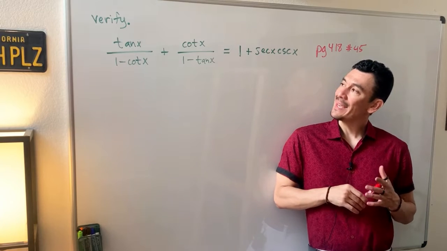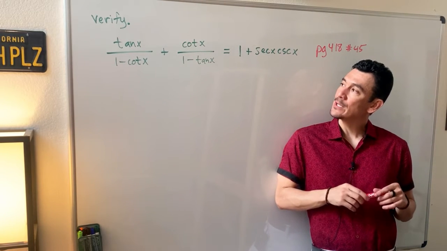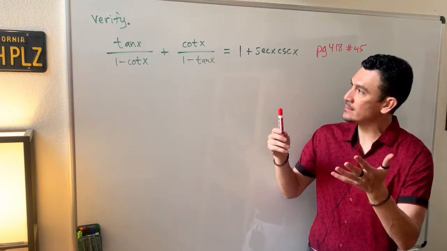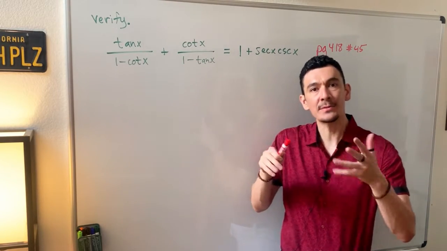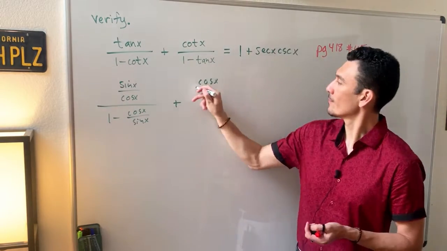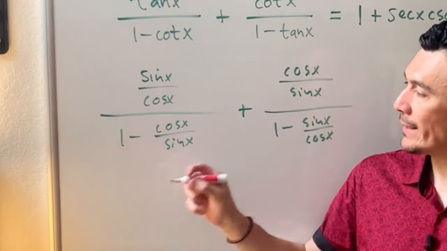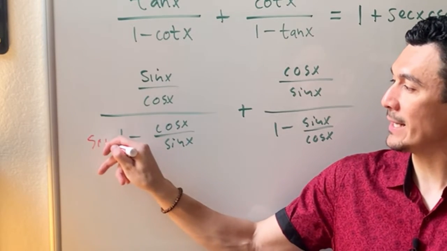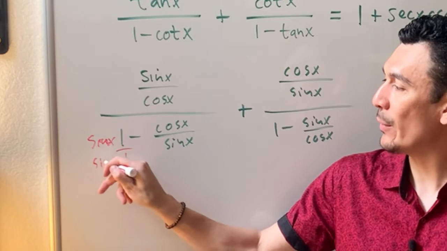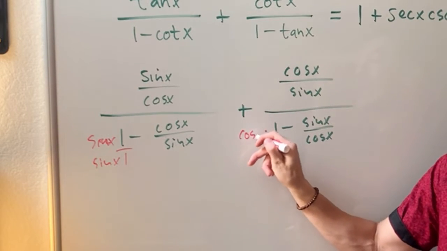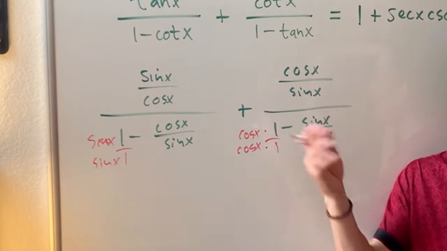For this verification, I'm going to go left to right, and I'm going to turn all of the tangents and cotangents into sines over cosines or cosines over sines. And then what we can do is we can drop a 1 here, and we can get a common denominator here in the bottom by multiplying top and bottom by sine x. And here, similarly, cosine x top and bottom. So let's see what this gives us.